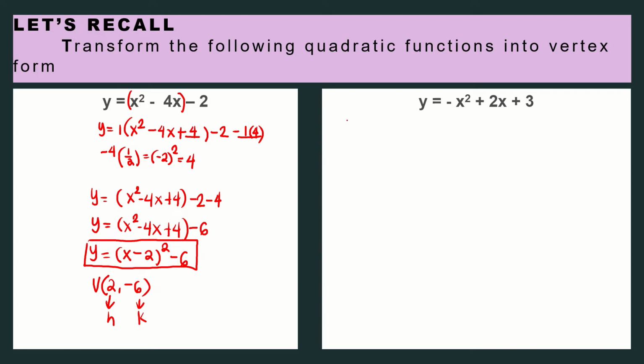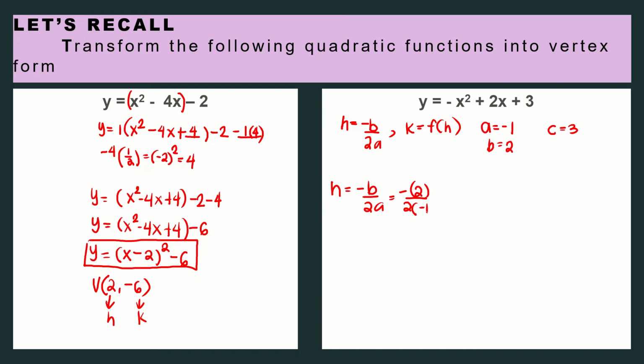First is we're going to solve for h. The formula in solving for h is negative b all over 2a. And to solve for our k, we're going to use the formula f of h. So first, we're going to identify the value of a, which is negative 1, b, which is equal to 2, and c is equal to 3. So let's solve first for h. So that is negative b all over 2a. We have negative times b, which is 2, all over 2 times negative 1.